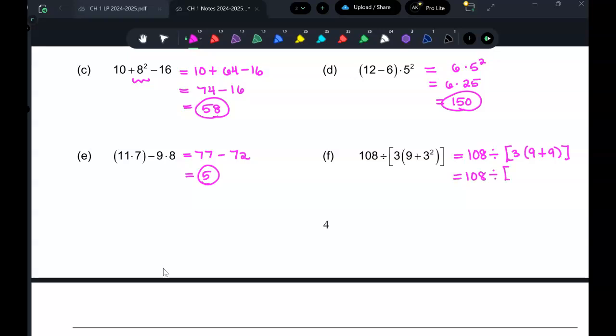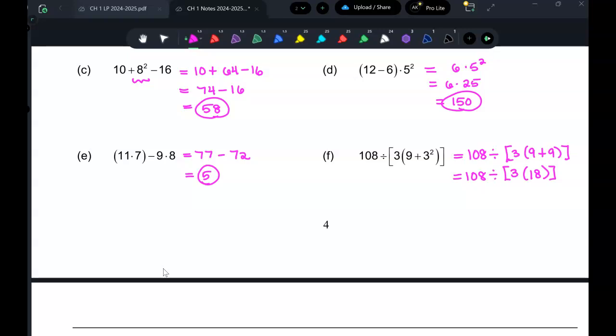Now you distribute. Well, I could distribute, or could I just add 9 plus 9? Yeah, and then multiply by 3. Get 54 divided by... Oh, that makes more sense.